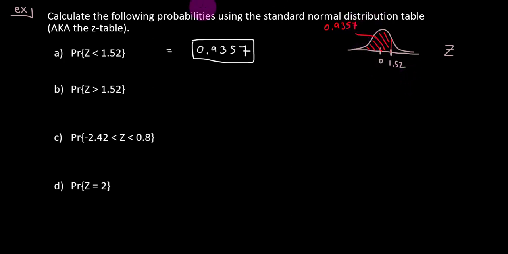Let's look at part B. Part A and part B look very similar, but there is a distinct difference. Here we have a greater than symbol, but it's got the same z value. So I don't need to go to the table again. If I want to represent this with an area, with a shaded region, this would be this green shaded region to the right of 1.52.